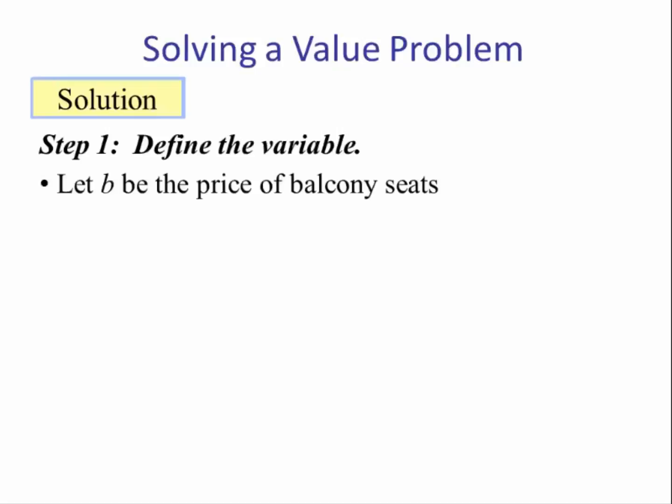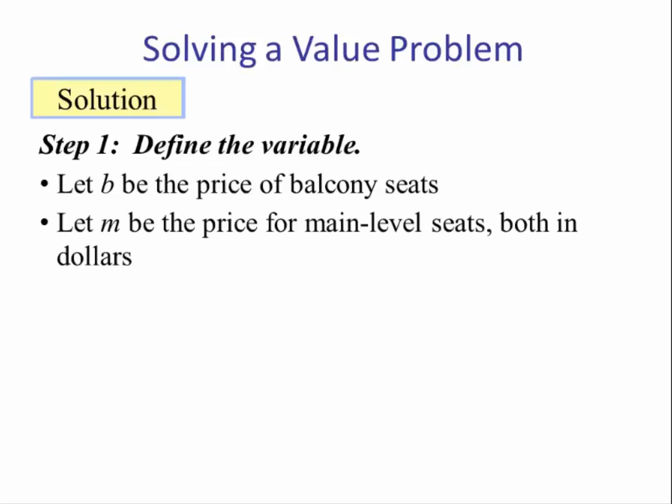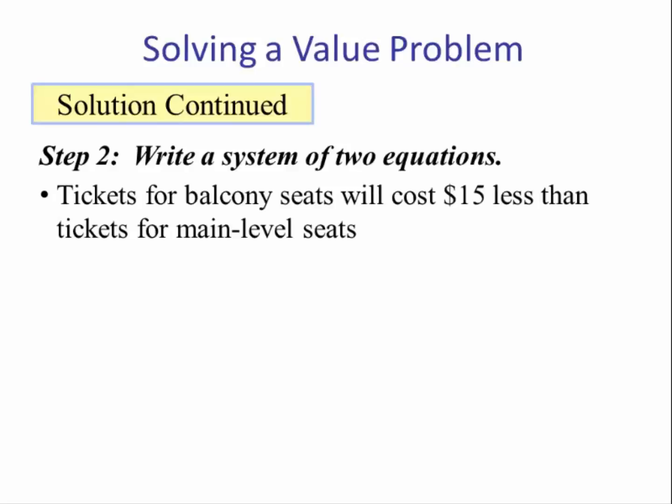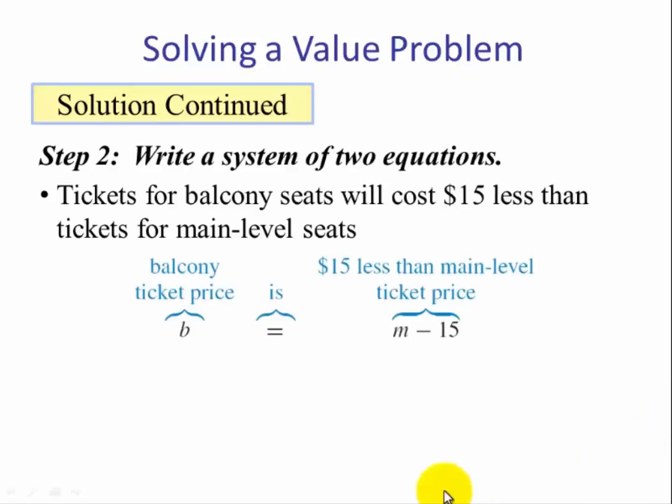We're going to let B be equal to the price of the balcony seats and M be equal to the price of the main level seats. And these are both measured in dollars. Next, step 2, we want a system of two equations. So the first equation will be expressed from knowing that the balcony seats cost $15 less than the tickets for the main level seats. So we would say B, the balcony ticket price, equals 15 less than the main level ticket price, which would be M minus 15. So we have our first equation.